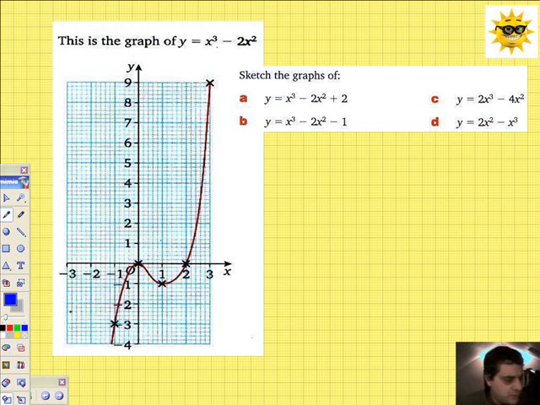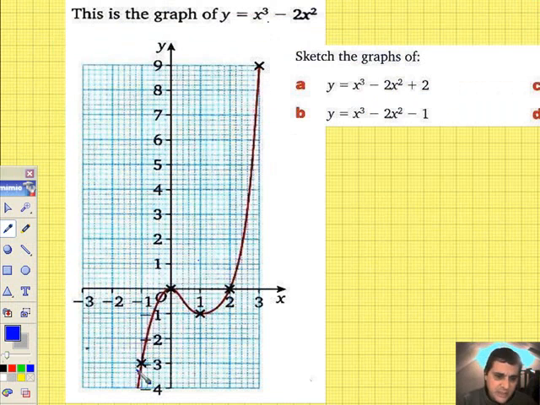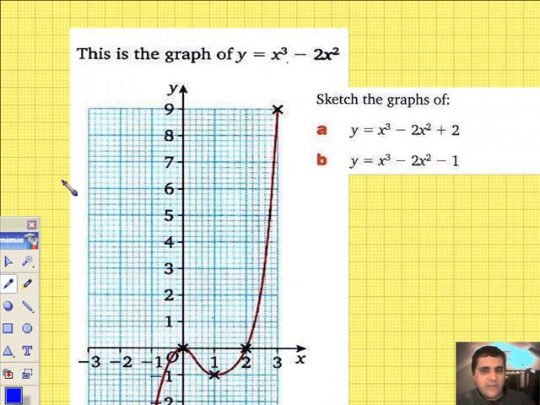Okay, this is question form page 356. It says, this is the graph of y equals x cubed minus 2x squared. Fair enough. Please note x cubed, it's the characteristic hump down and round again. It's a giveaway shape. And I've got to sketch each of these graphs.